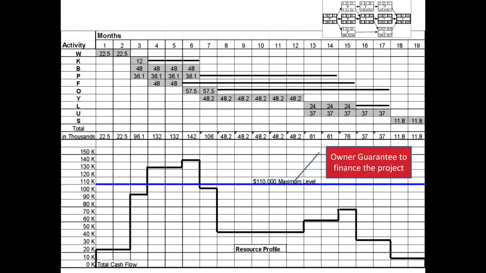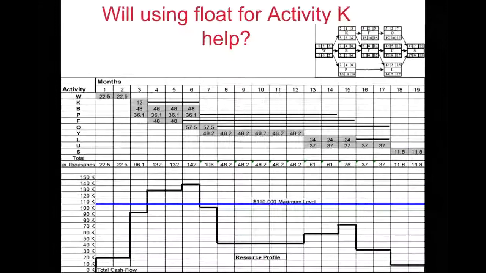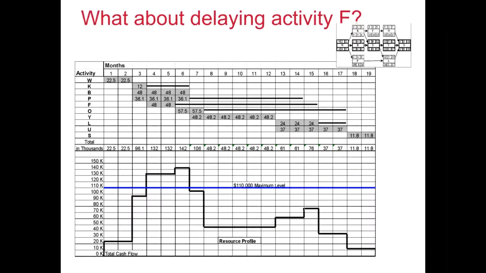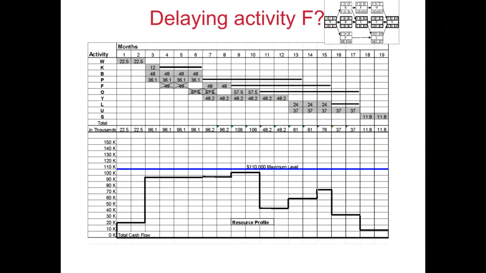So the suggested solution is given here. The decision was taken to delay activity F. So we make use of the float, and as a result, we will reduce the resource demand and end up with a slightly smoother resource profile.